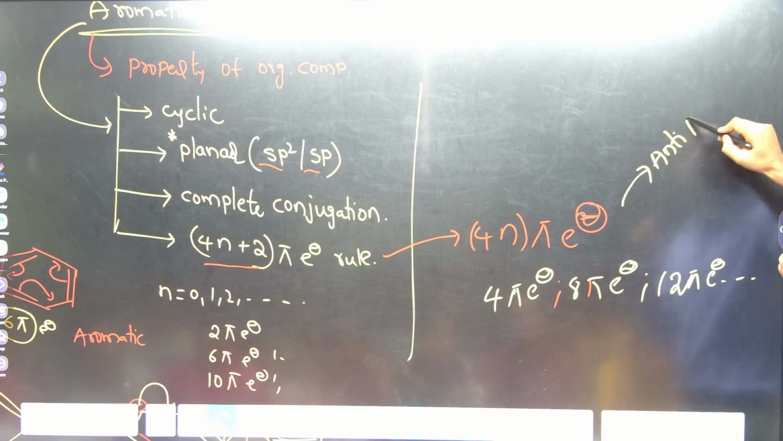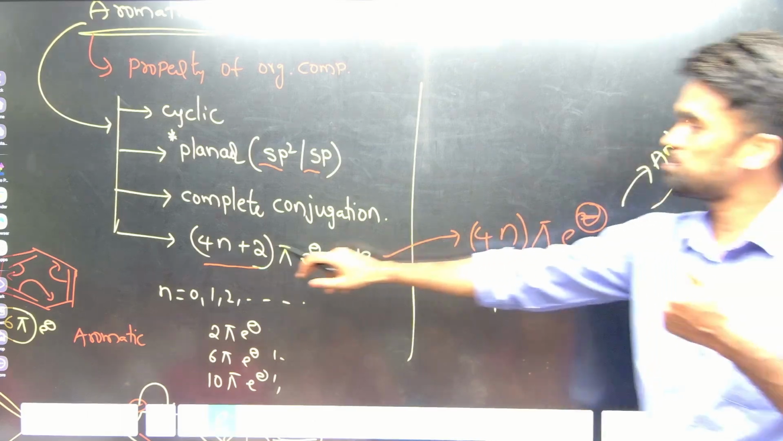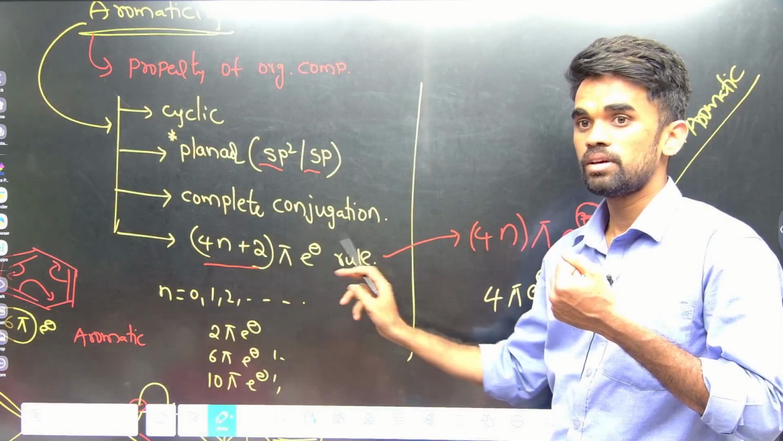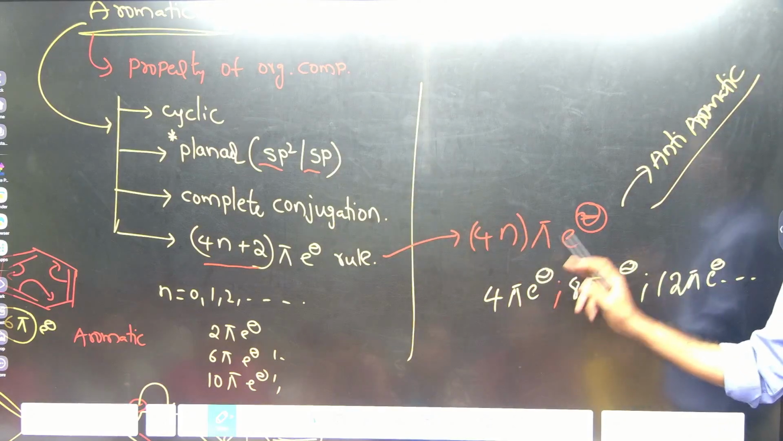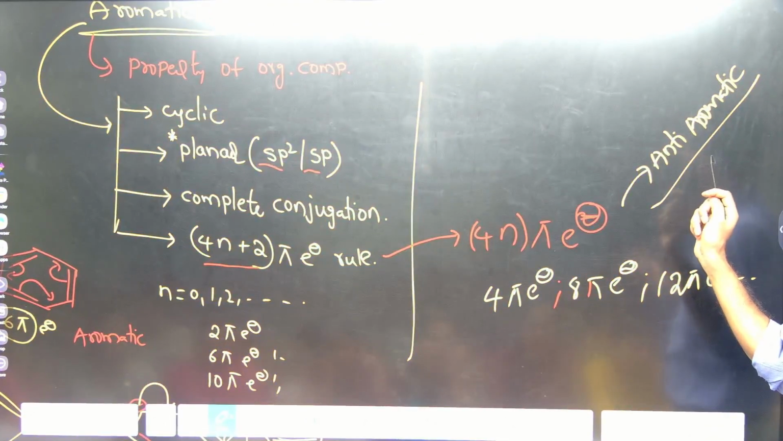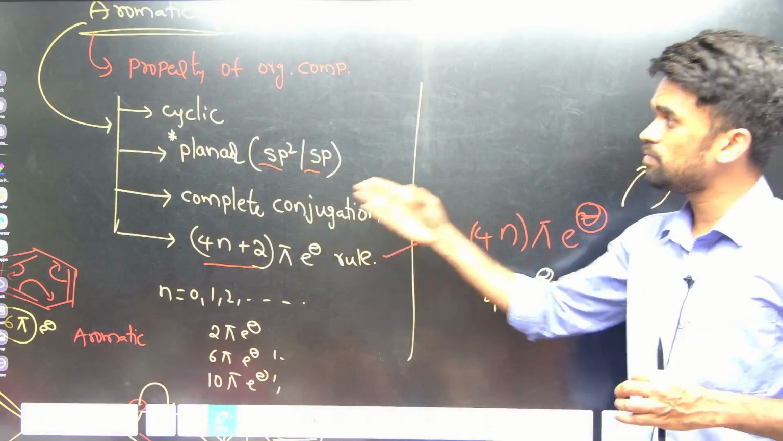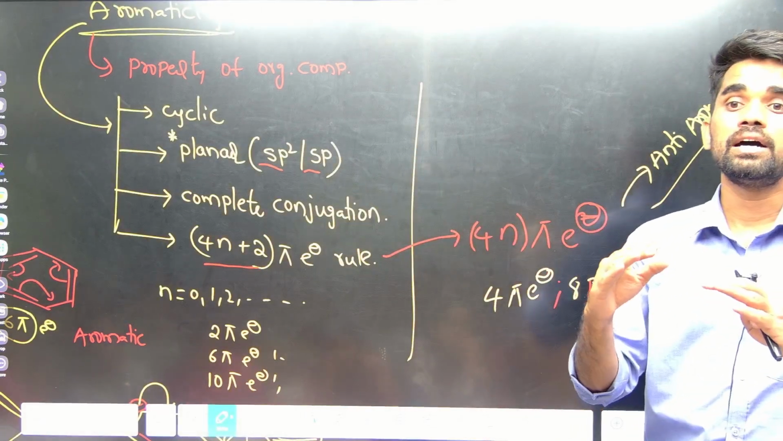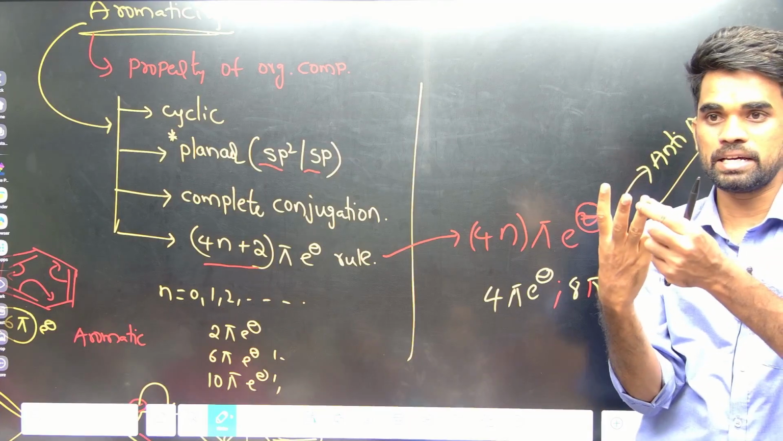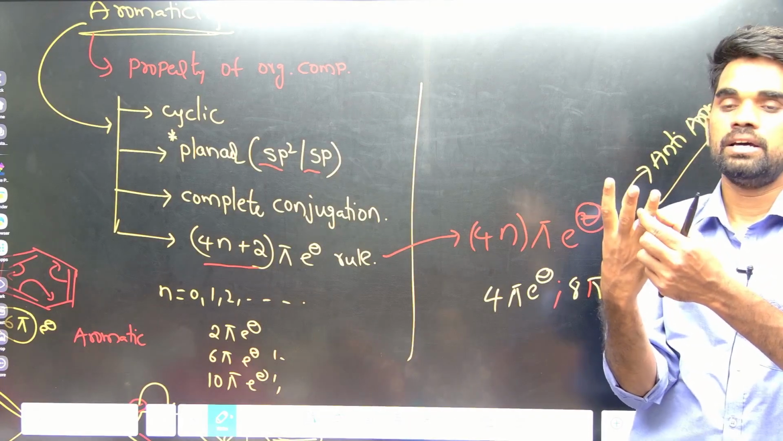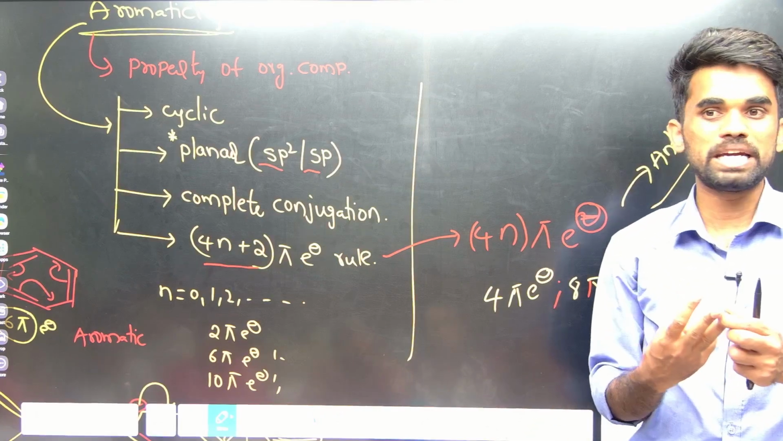What is that? If it is 4n plus 2, aromatic. It followed these three statements, but this one, anti-aromatic. Clear everyone? Okay. Now, if none of these are followed, those are called non-aromatic. There are three terms now: aromatic, anti-aromatic, non-aromatic. Okay. So now tell me for anti-aromatic conditions.